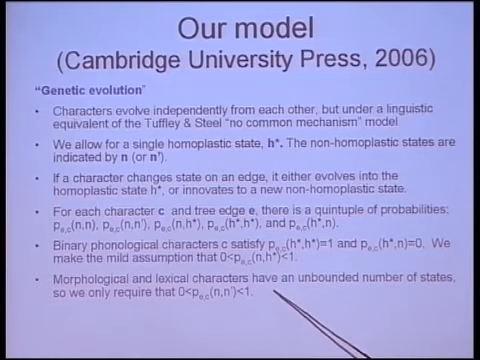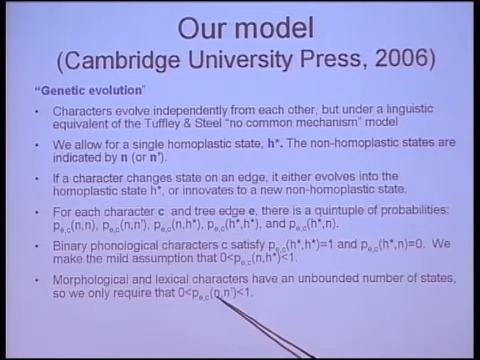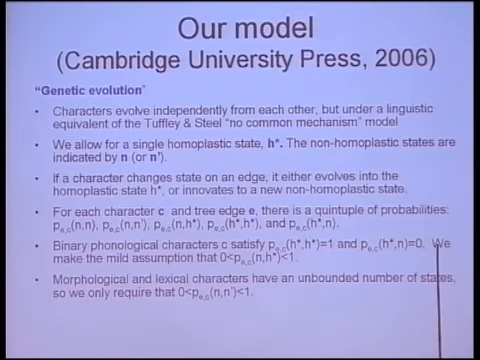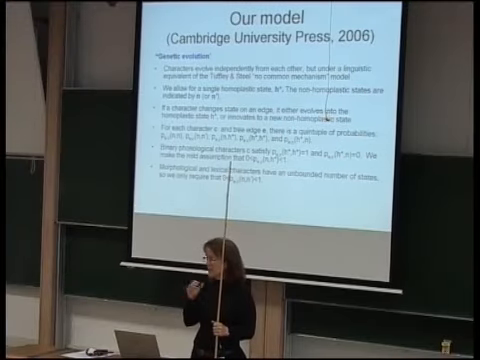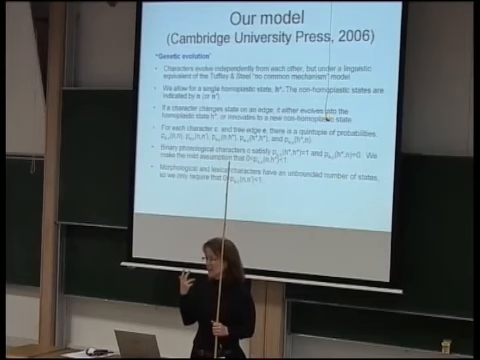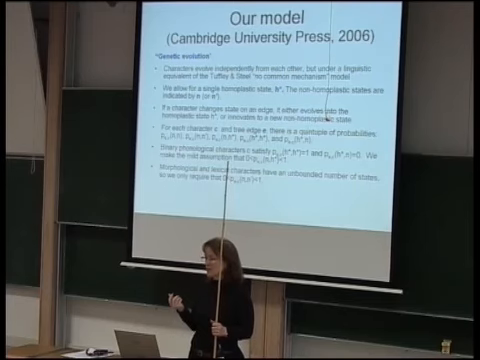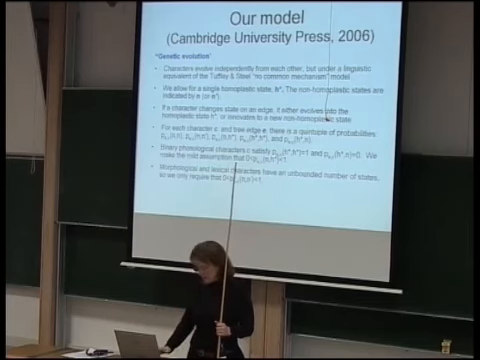And then the other characters have an unbounded number of states, and you just say that the probability that you innovate has to be greater than 0 and less than 1. Okay? So those are the assumptions of how the characters are going to evolve. And you have to note that there is no connection between the characters other than that they evolve down the same tree, and that you can determine for each character what the homoplastic state is.